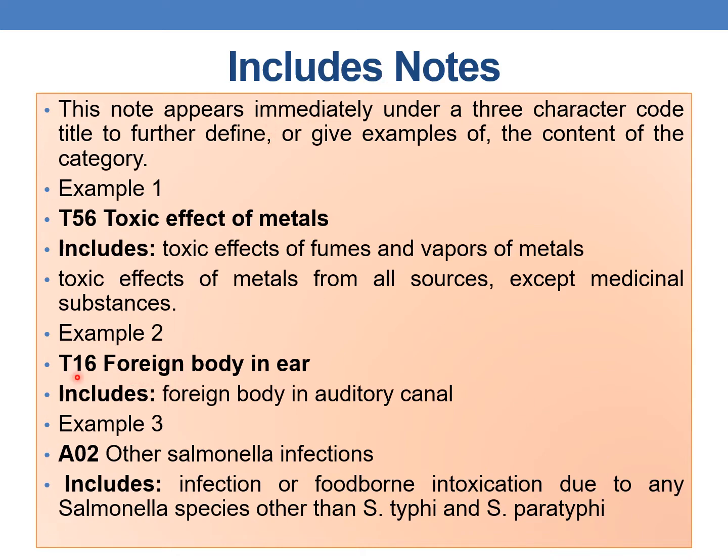Second example is the T16 category, which is foreign body in ear. Under it you can find includes foreign body in auditory canal. That means whenever the physician documents foreign body in auditory canal, we can use the same code T16. Third example is A02, which is other Salmonella infections. Under this, you can also find an includes note, which includes infection or foodborne intoxication due to any Salmonella species other than S. typhi and S. paratyphi.